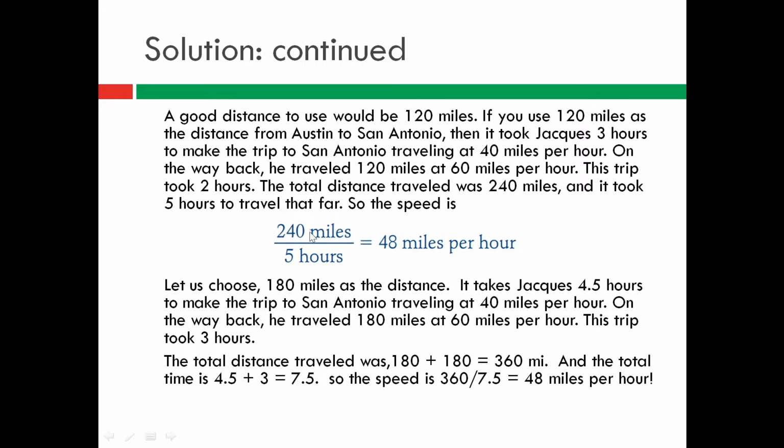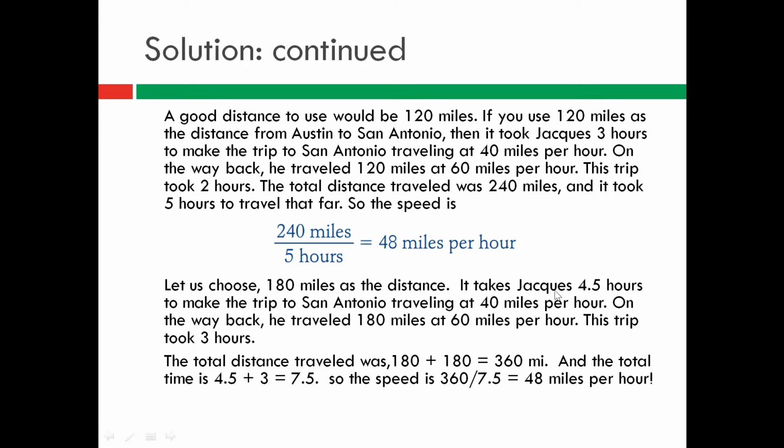So let's say you chose a different number than 120. Let's say you chose 180. Let's do this. So going forward, the time needed will be 4.5 hours. Again, try it: divide 180 by 40.